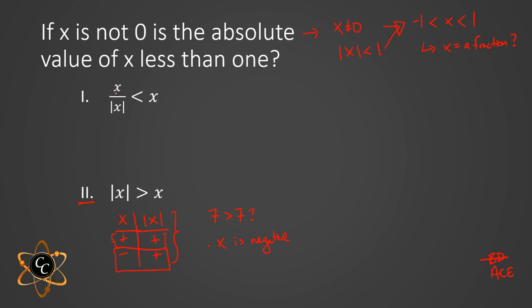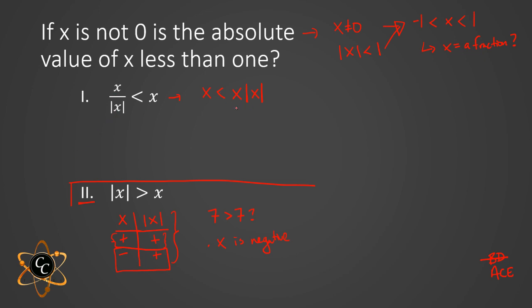So if x divided by the absolute value of x is less than x, what does that tell us? Well, let's do a little bit of algebra here. So let's say this is equivalent to saying that x is less than x times the absolute value of x. Okay. Now remember, we can't use any of the information gained in statement 2 yet until we move on to evaluate answer choices C and E. We need to evaluate statement 1 on its own first.